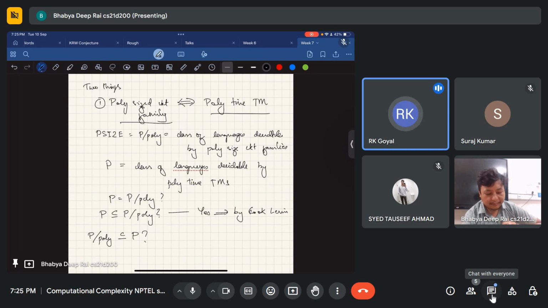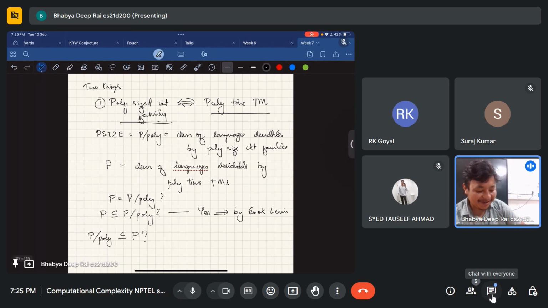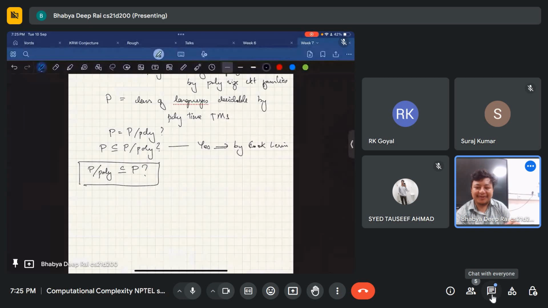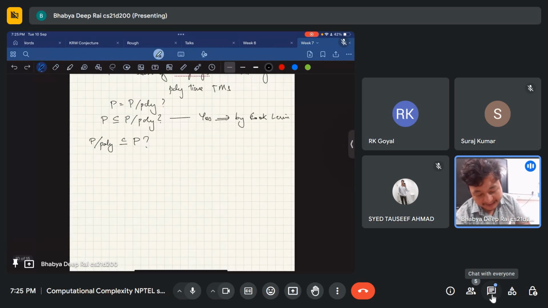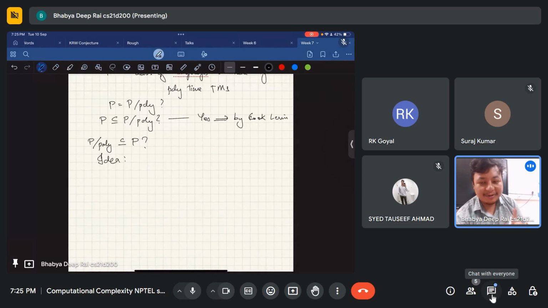Because we saw that L is an element of NP, and then satisfiability. Certainly P/poly is more powerful than P. P/poly can do a lot of other things also. You said it's more powerful, but why exactly? That is one argument, but can you see something wrong with this? Let me give an idea. Tell me what is wrong.